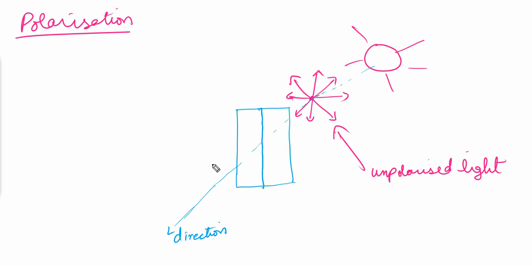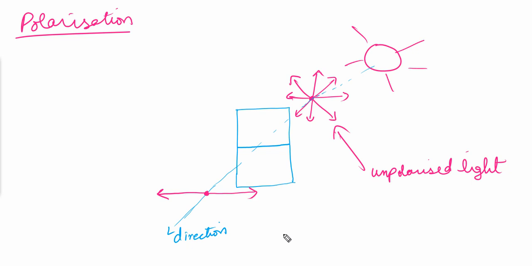Okay, so now the light that I'll get as the output will have only one direction, and that will be the vertical direction. Now, if I put a polarizer with the horizontal direction like that, then the light that I would get as the output will have only one direction, that will be in the horizontal, like this.